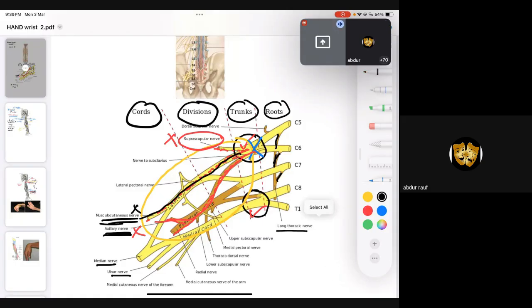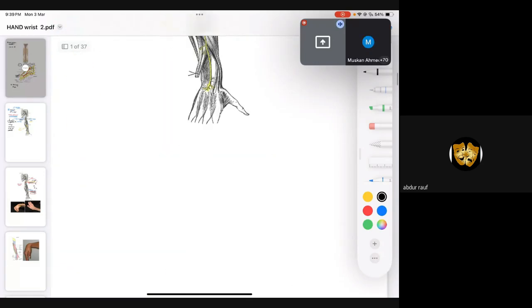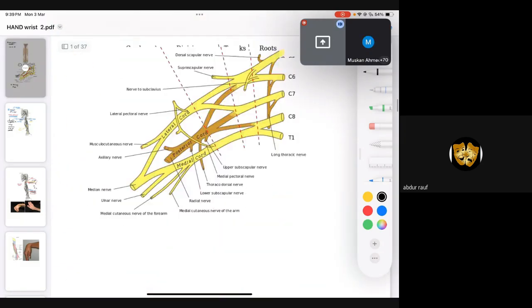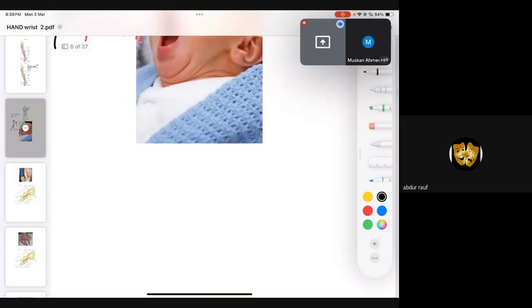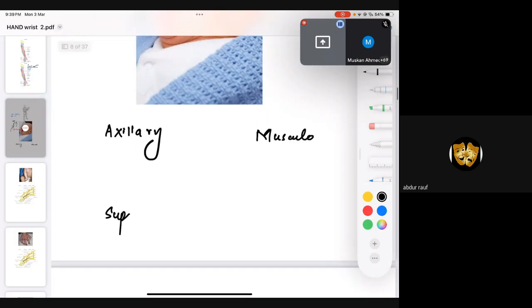So for now we discussed that whenever we have rupture of the upper trunk, three nerves are going to be compromised. Which nerves? Your axillary nerve, your musculocutaneous nerve, and the last one is the suprascapular nerve. We already know the function of each and every nerve. If the axillary is gone, it means that the function of the deltoid is gone. That is, abduction is gone. Can I say that?